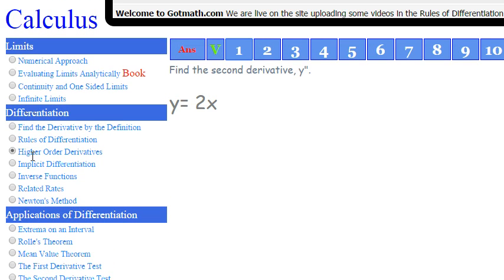We're down here. Where are we? We're at the higher order derivatives, under differentiation. This is the section we're in. It says find the second derivative, y double prime.